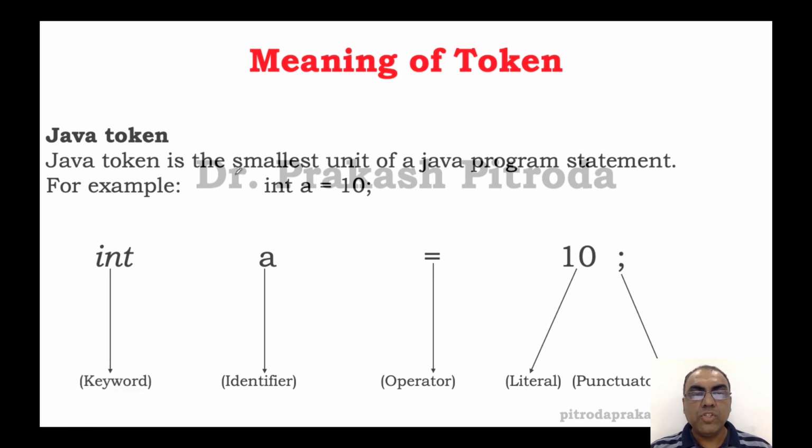When I write a statement int a is equal to 10, then int is a keyword. In a layman's term we call this a command word. Alright, a lot of people call it command words, but in a computer we need to call it a keyword. So in exam, in your paper also you will get this word keyword. So keyword is one of the tokens.